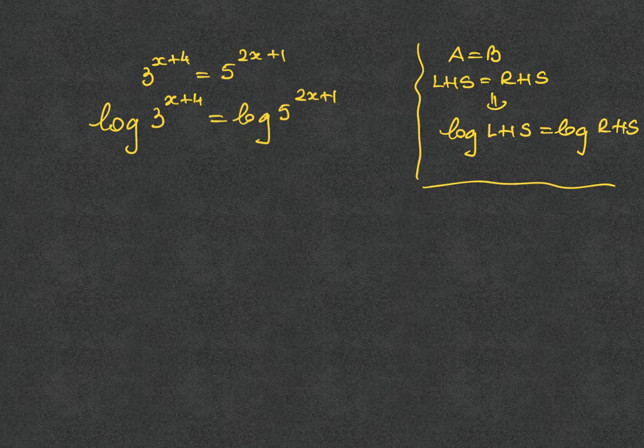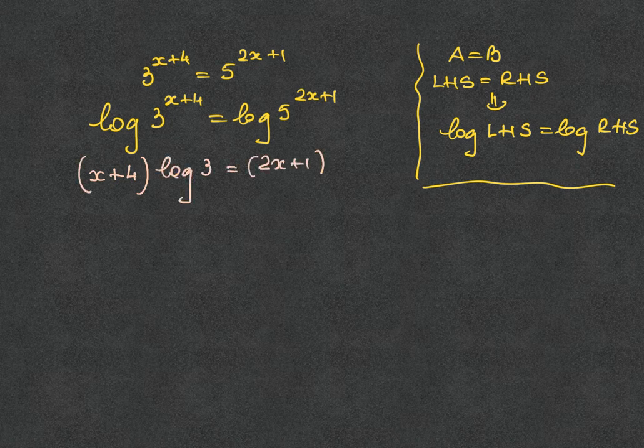Now, as a base, I can leave it without the base, meaning base 10, or later on I can add a base if this makes my calculation simpler. So, why did I do this? Because one of the properties of logarithms tells me that the powers go in front of the logarithm. So, (x plus 4) log 3 equals (2x plus 1) log 5.